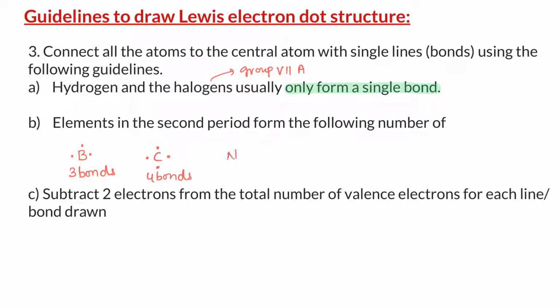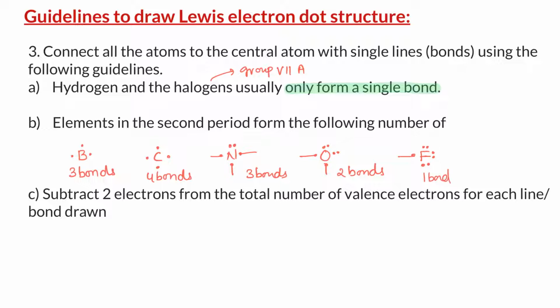Nitrogen, even though it has 5 electrons, 2 of the electrons are already paired, therefore it can form 3 bonds. Oxygen has 6 valence electrons. There are 2 pairs of electrons and 2 single electrons, so therefore oxygen can form 2 bonds. Fluorine has 7 valence electrons, that is 3 pairs of electrons and 1 single electron. Therefore, it forms 1 bond.